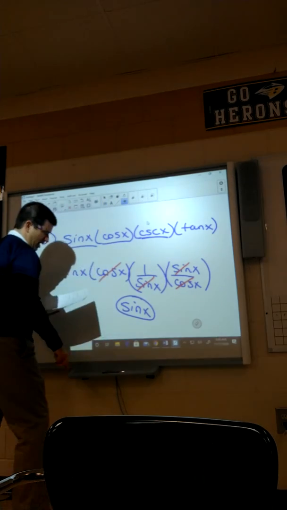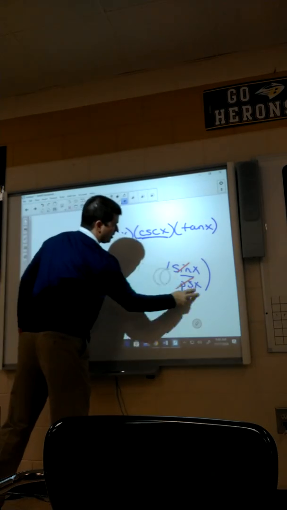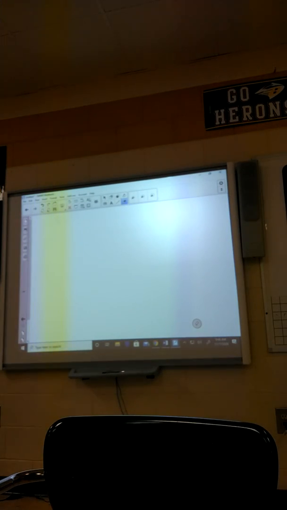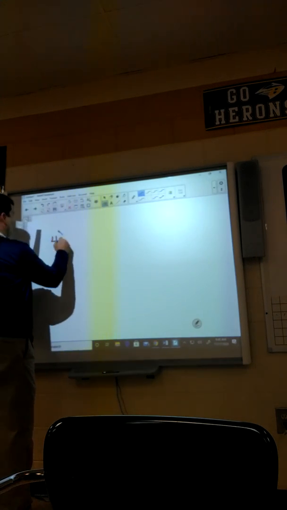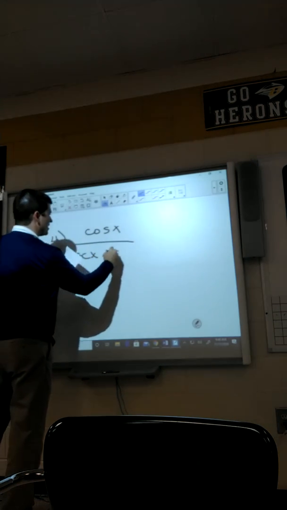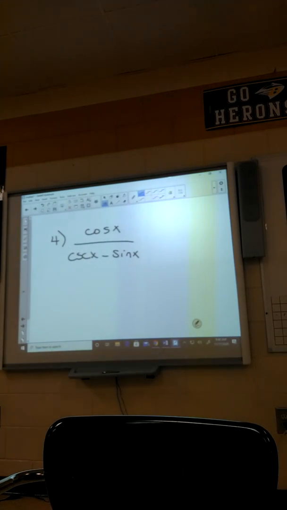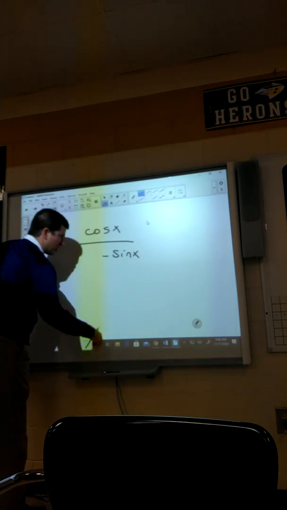Let's go to 4. Now, 4 is one that's a little harder, and it's one that's definitely going to be on the test. It's the one with the common denominators in it, and we really have to understand that. So let's go to 4. I got cosine on top, and I got cosecant x minus sine x on the bottom. All right, first step. Y'all want to look at it and see, can I switch anything out? Which one can I switch out? Cosecant, right? What do I change this cosecant into? 1 over sine. All right, so I'm just going to erase this and make it 1 over sine.